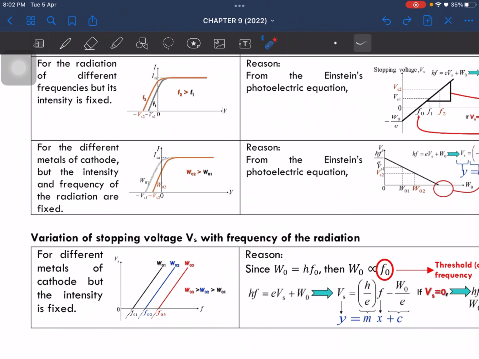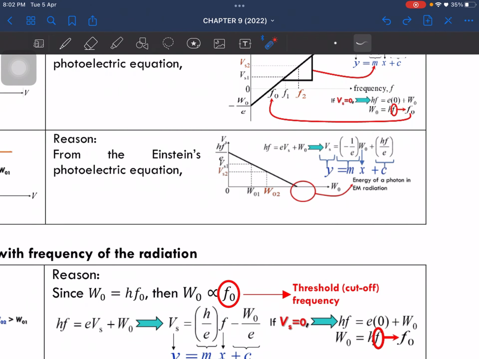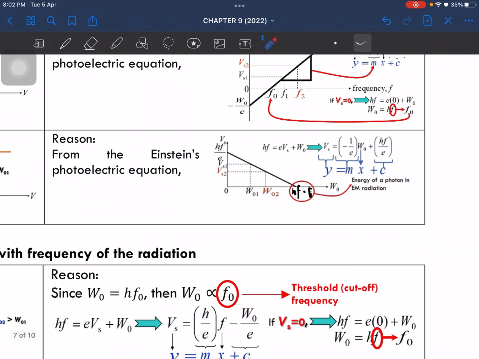So this would lead to the work function being different. You can see the work function is different, intensity is still fixed. If we look at the Einstein photoelectric equation, actually I've left out something here. I'll add it before I upload the notes. I think it should be this one. So the x-intercept is telling us about the energy of a photon in the electromagnetic radiation, and the gradient is just this one.